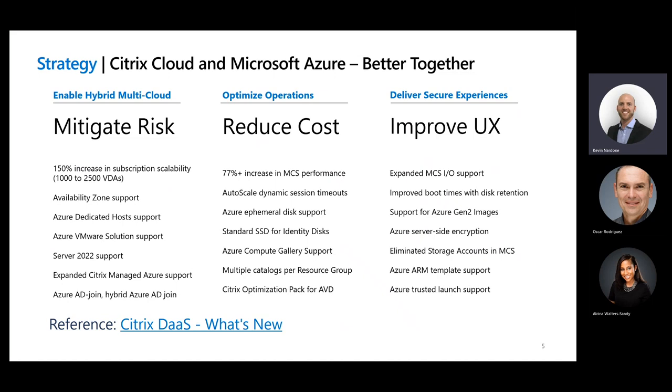Big increases such as a 150% increase of our per VDA subscription scalability, availability zone support, Azure Compute Gallery support, things such as Azure VMware Solution, dedicated hosts, looking at Gen 2 images. There's a consistent stream of innovation, and Citrix Cloud is the best platform to deliver an Azure set of workloads in the DaaS or virtualized application space.